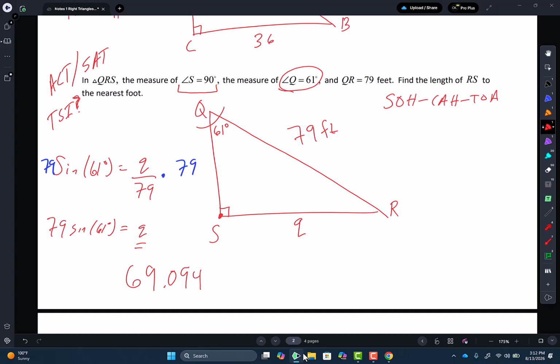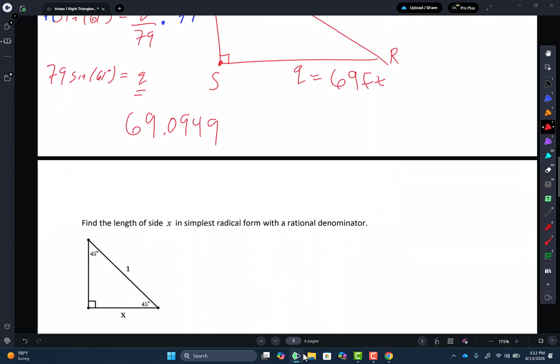That equals 69.0949. And then I go back and it says nearest what? So I'm not going to say 69.0949. I'm just going to say 69, and I'll put units. What units? Feet. Do you feel like you're getting stronger? Okay. Don't worry, guys. We're almost done.